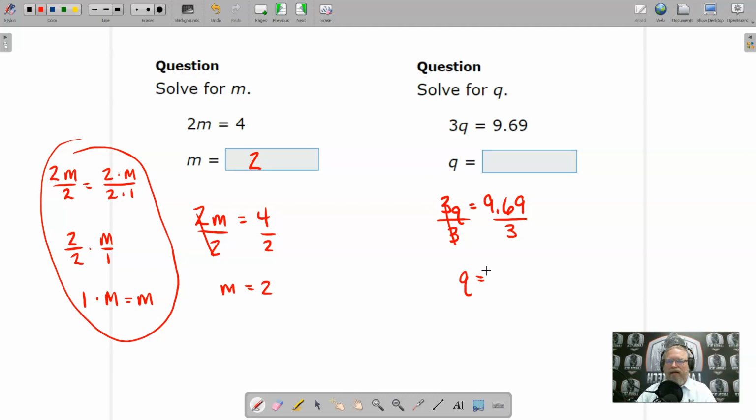And then whenever we take 9.69, let's go ahead and do that on the calculator here. 9.69, we're going to divide it by 3, and that's going to equal 3.23. 3.23. And you could plug that back in. If I multiply that times 3, indeed I come back to the 9.69.